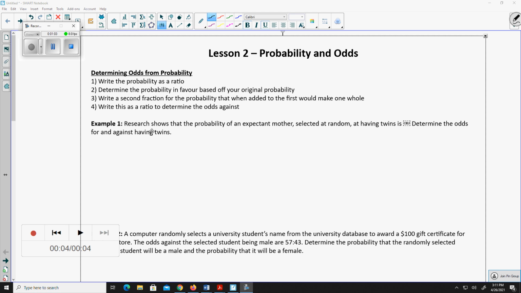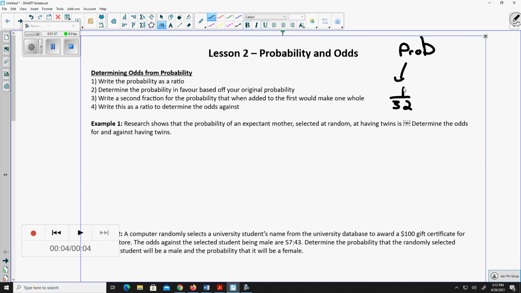Okay, so for example one here, research shows that the probability of an expectant mother selected at random having twins is 1 out of 32. Determine the odds for and against having twins. Okay, cool. So this one here gives you the probability of the event happening. So the likelihood of having twins is 1 out of every 32.